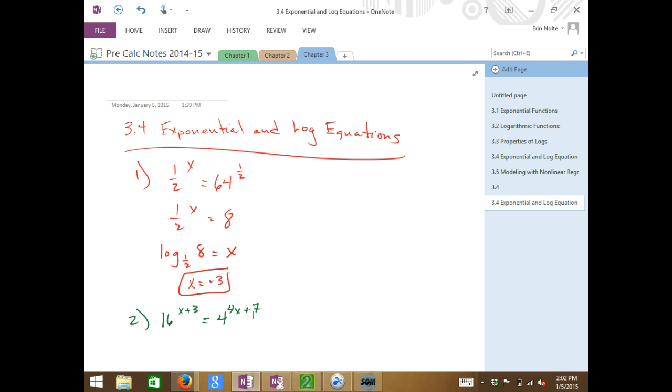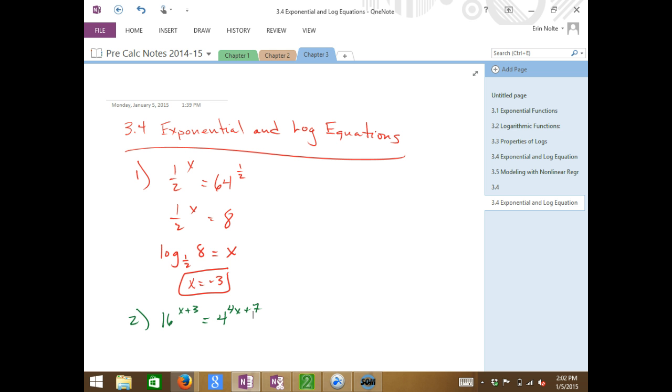Okay, so on example 2, I have x's in 2 separate exponents. I cannot condense one side versus the other side. You guys need to close your tablets and quit playing whatever game you got going. Yeah, guys. Both of you.